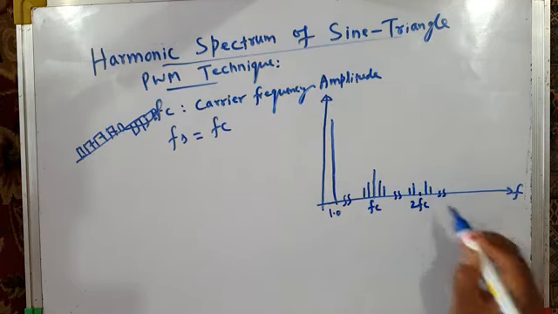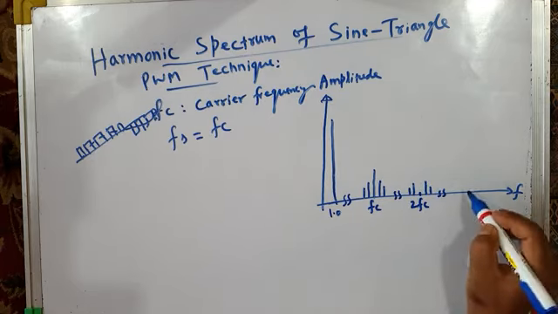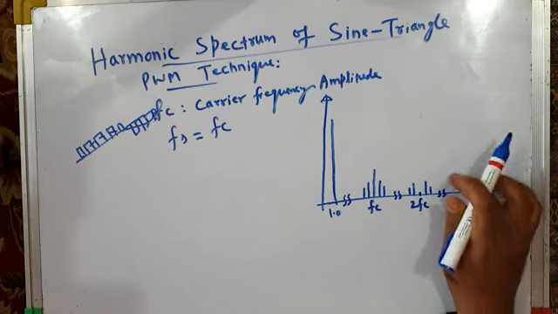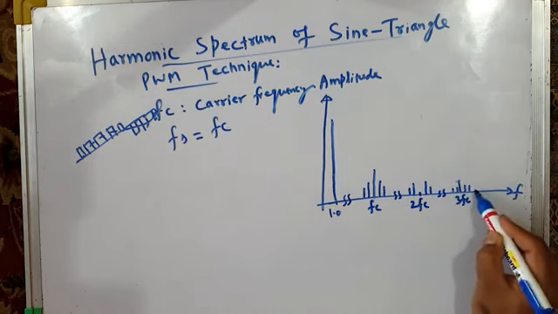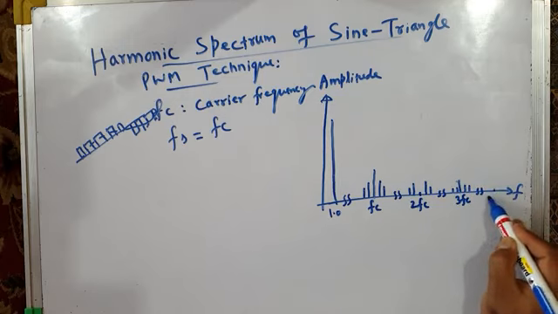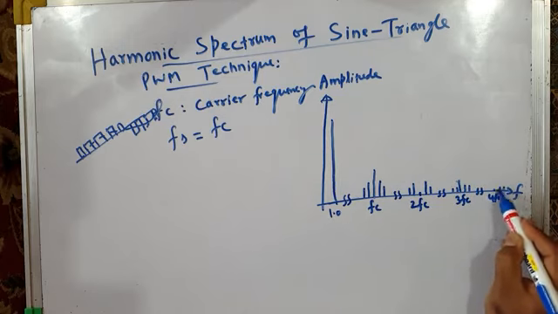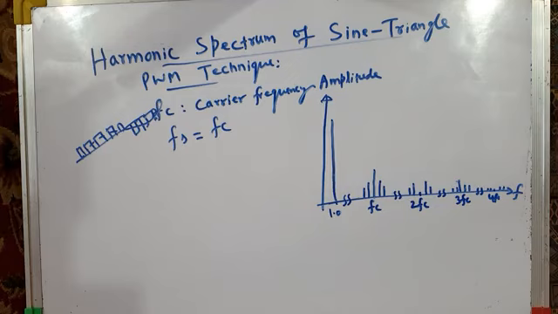Then we will have 3 Fc, 3 times carrier frequency, and its side bands like this. Then we will have 4 times Fc and small side bands like this, and so on.